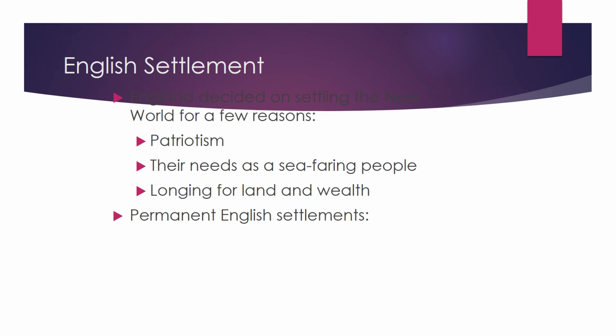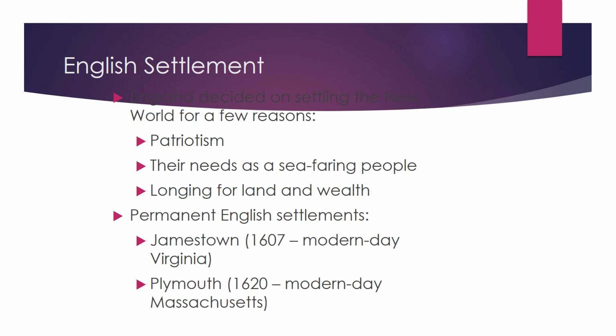Okay, so permanent English settlements. I talked to you about Roanoke, the failed colony, but let's talk about the first English settlements that were permanent and successful. Number 1 is Jamestown, which was founded in 1607 in modern-day Virginia, and the second is Plymouth in 1620, which is in modern-day Massachusetts. So I'm going to talk to you about the differences between these 2 and which groups of people settled these 2.